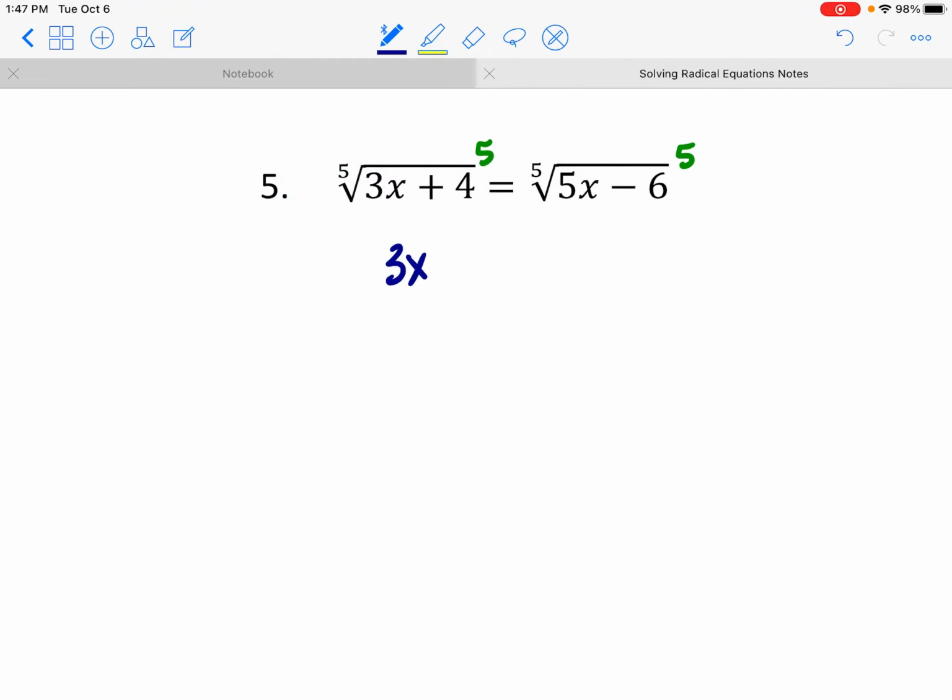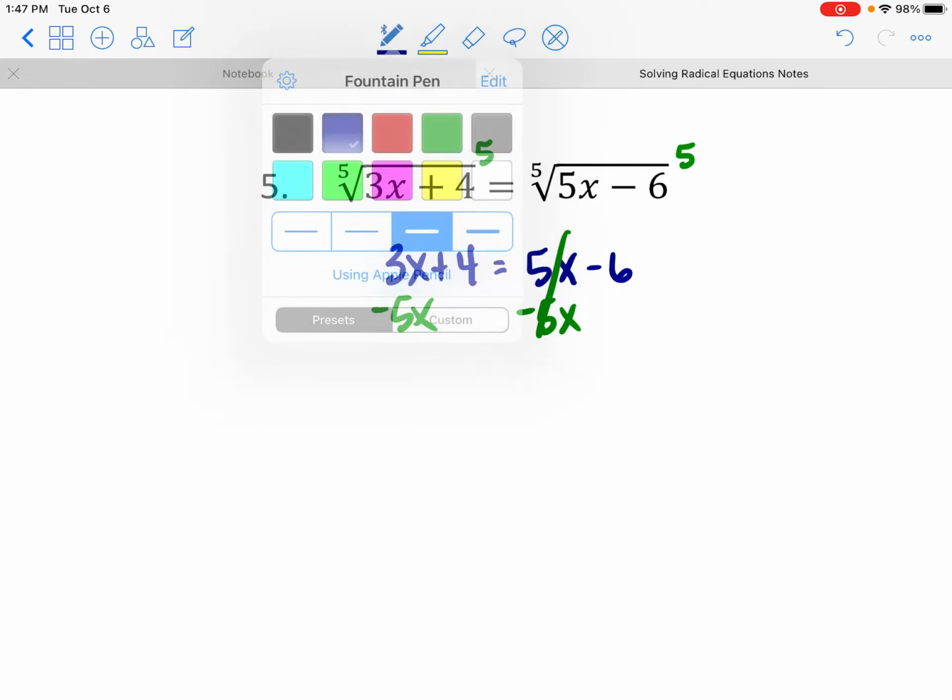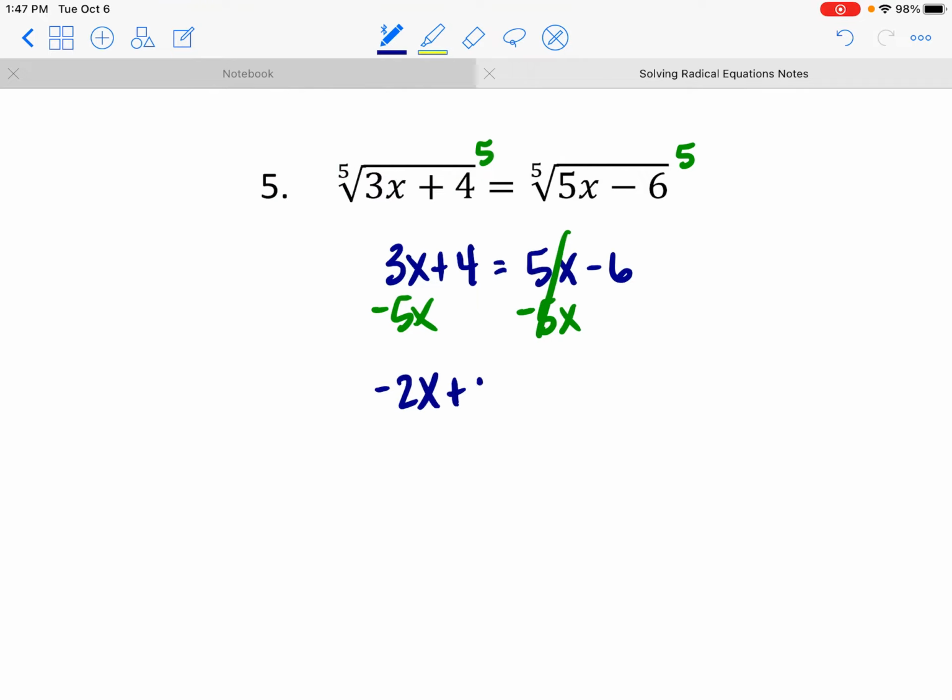So then the radicand on this side has to equal the radicand on the other side, which should make sense, right? If I've got the fifth root of something on the left and the fifth root of something on the right, don't those somethings have to be the same? Yes. So let's get our like terms together here. I'm going to subtract 5x from both sides. That's going to get me negative 2x plus 4 equal to negative 6.